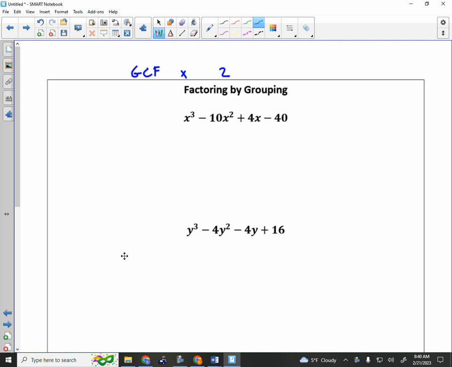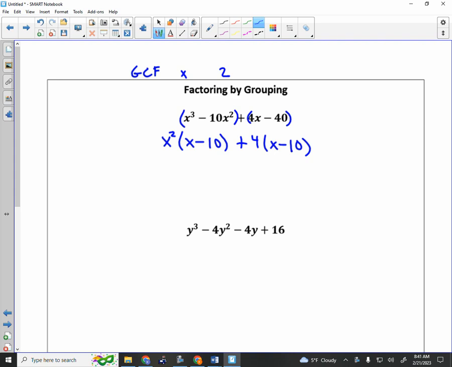And so sometimes what we do is we group two things together. Namely, I'm going to group together the x cubed and the negative 10x squared, and then I'll group together the 4x and the negative 40. Then I look at them and say, what is the common factor just for this part? X squared. If I take out x squared, what's going to remain? X minus 10. And then what's the common factor we can extract here? 4. And you're left with?